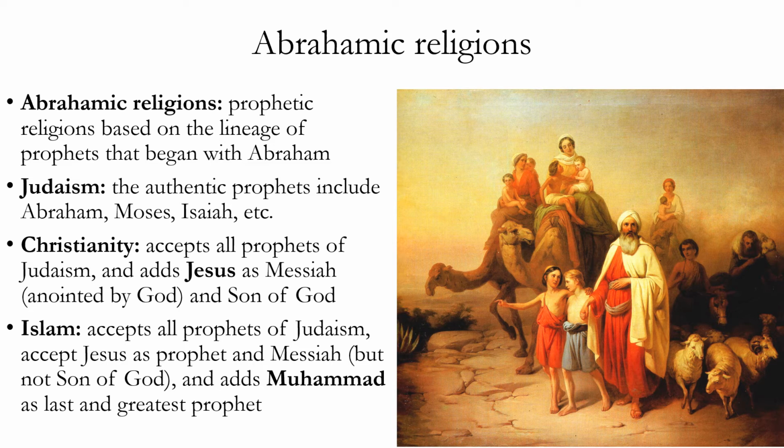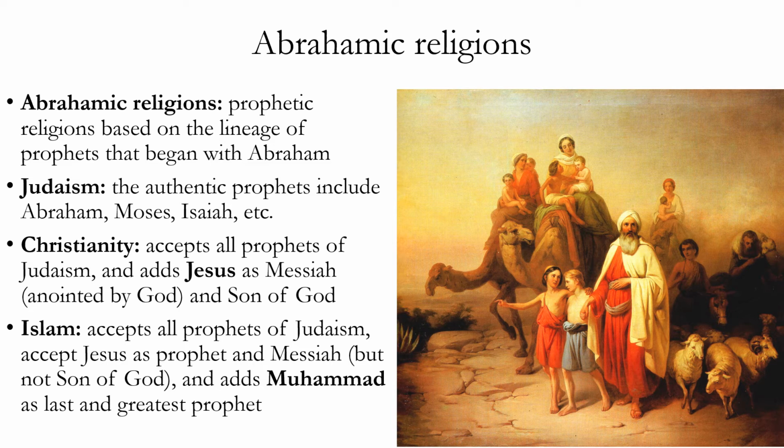In Christianity, they accept Moses and the other Jewish prophets, but they add Jesus as the Messiah, the divinely anointed king, and as the Son of God. And most Christians also believe that Jesus is God. In Islam, they accept all the prophets of Judaism, and they accept Jesus as a prophet and the Messiah, but they don't regard him as the Son of God or as God, and they add Muhammad as the last and greatest of the prophets.